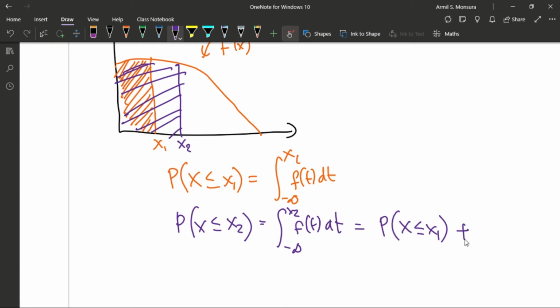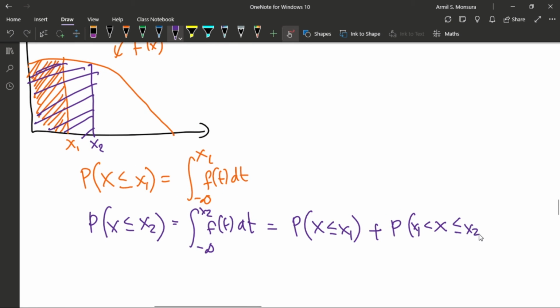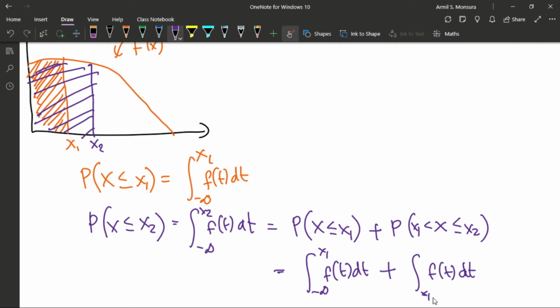Plus yung probability that your x is greater than x1 and less than equal to x2. So, in terms of integrals, this is the integral of f of t dt from negative infinity up to x1, plus the integral of f of t dt from x1 to x2.